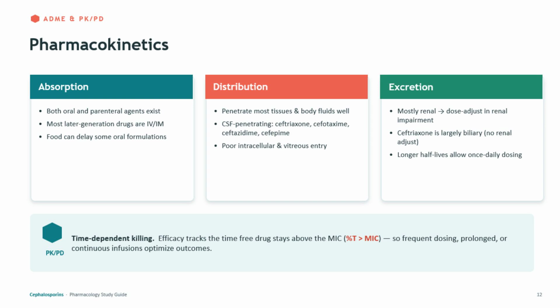For excretion, most are cleared renally, so you must dose adjust in renal impairment. The important exception is ceftriaxone, which is largely eliminated in the bile and needs no renal adjustment. And one more crucial concept: cephalosporins show time-dependent killing. Their efficacy tracks how long the free drug stays above the MIC, the percent T above MIC, which is exactly why frequent dosing or prolonged and even continuous infusions can optimize outcomes.